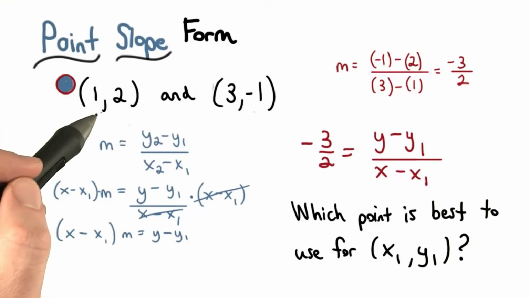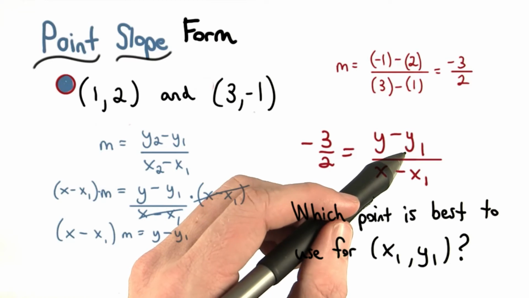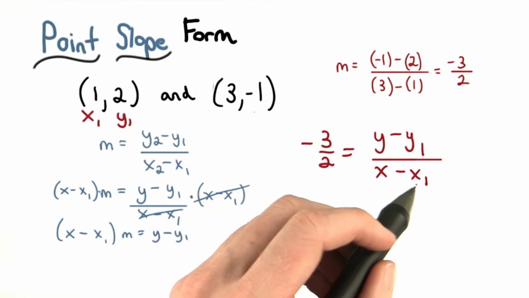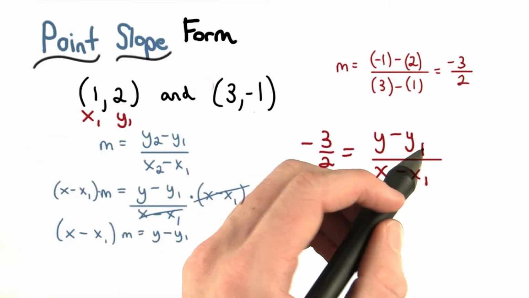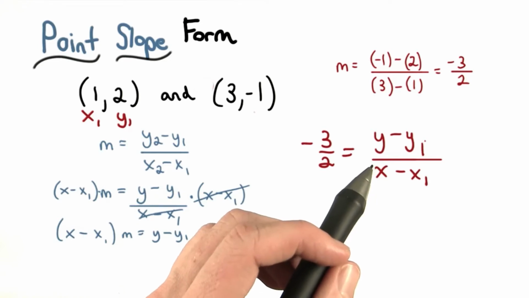I think this point is easier. I know the x and y coordinate are both positive, so it's going to be easier to plug into this equation. I won't have to deal with two negative signs. So for x1, I'm going to put 1, and for y1, I'm going to put 2. Keep in mind, it doesn't matter which point you use, you'll still wind up with the same equation.